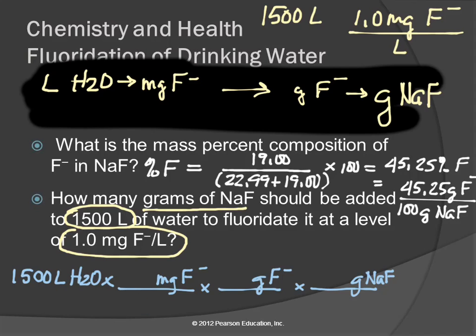This unit goes in the denominator. Liters of H2O, those cancel out. We'll bring milligrams down here. Those guys cancel out. And grams of fluoride down here cancel out. Units. Units tell us what to do. Milligrams of fluoride per liter. That's this conversion factor that was given in the problem. 1.0 milligrams. So we've got 1.0 milligrams per liter.